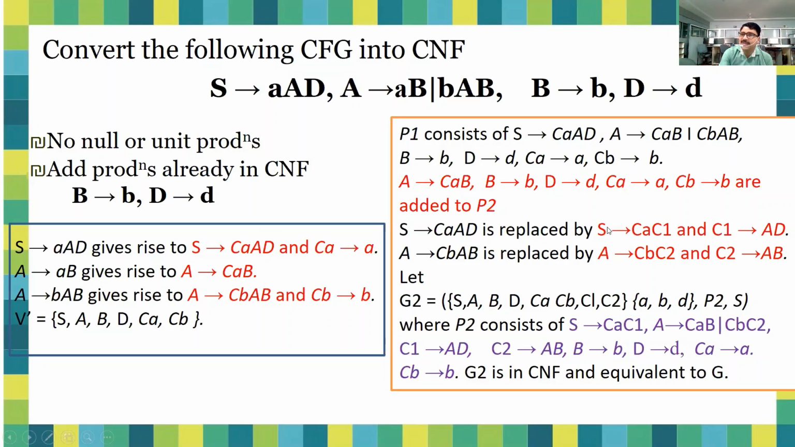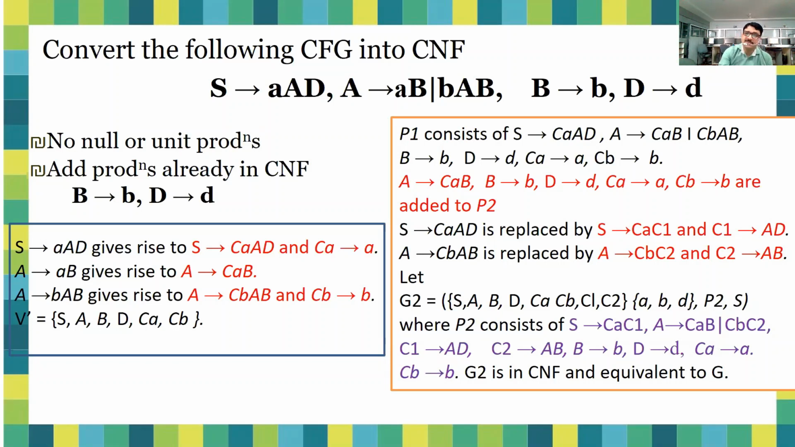Just see here, S to CAAD is replaced. In place of AD, if we impose a variable, suppose C1, where C1 is AD, then C1 has only two variables on the right-hand side, so it is again in the form of Chomsky normal form. And CA C1 is now in Chomsky normal form. So the production rule S to CAAD is replaced by S to CA C1 and C1 to AD. Both production rules are in Chomsky normal form.